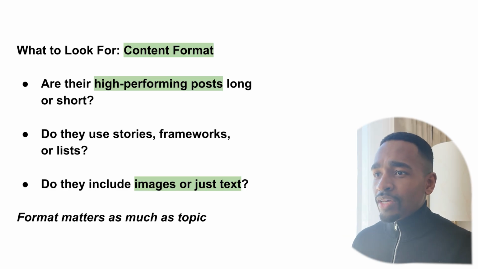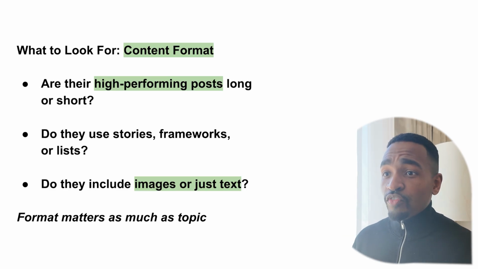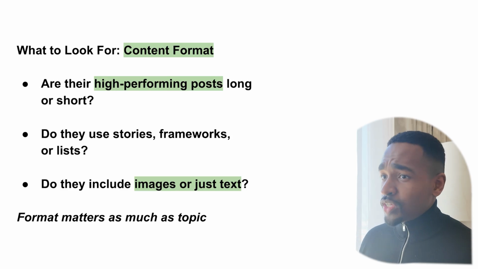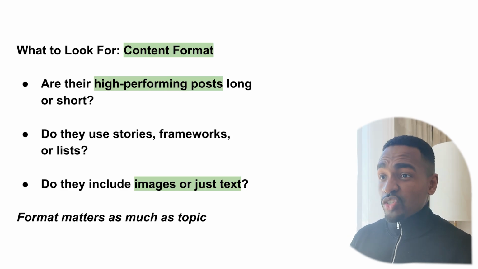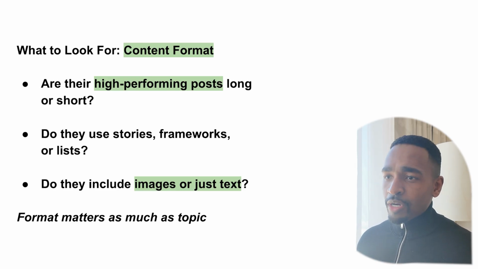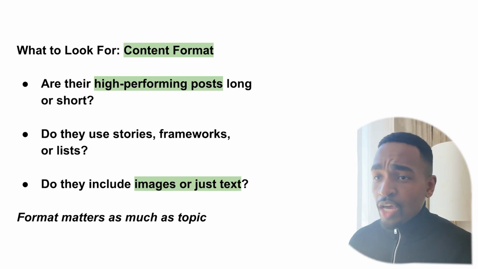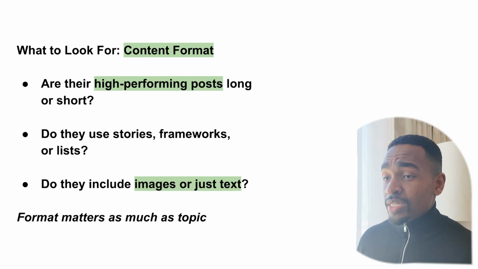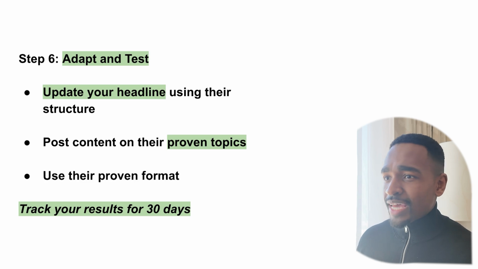The third thing is content format. Are your competitors' high performing posts long or short? Do they use stories, frameworks, lists? Are they using images or just text? Are they using line breaks or white space? Format matters as much as the topic in many cases, right? Because if all your competitors' high performing posts are 200-word stories with line breaks, that is also a format that you need to take note of.